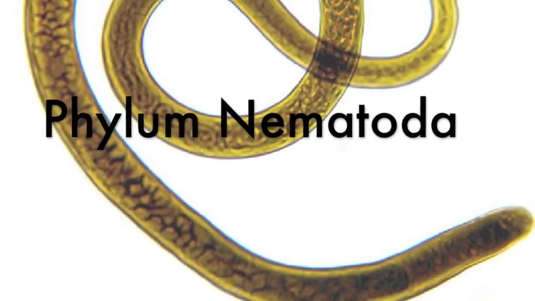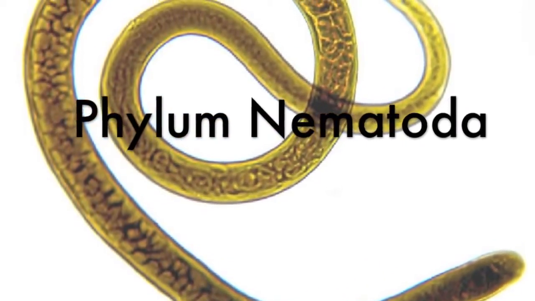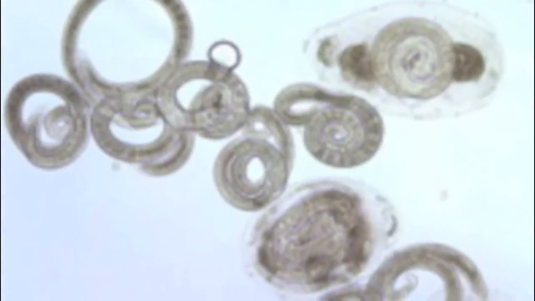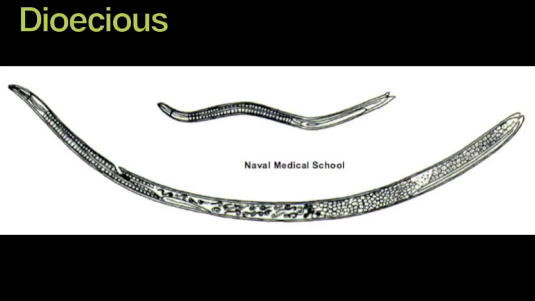Trichinella spiralis. This parasite is a member of the phylum Nematoda and causes trichinellosis. It is an intracellular parasite that penetrates skeletal muscle cells. It is dioecious, which means having the male and female reproductive organs in separate and distinct individuals.